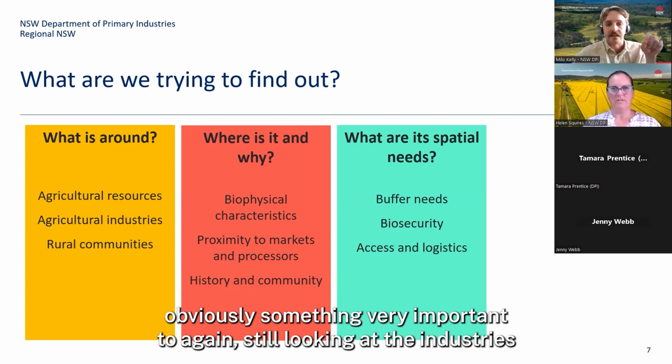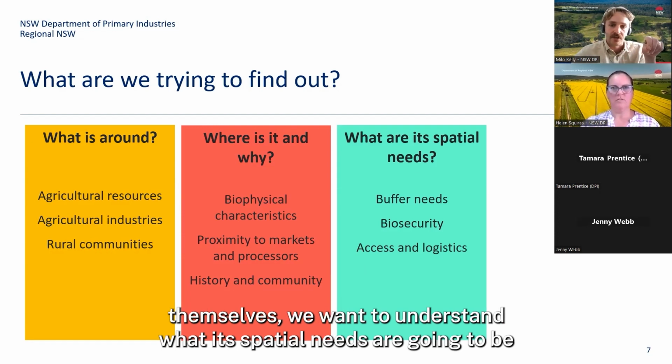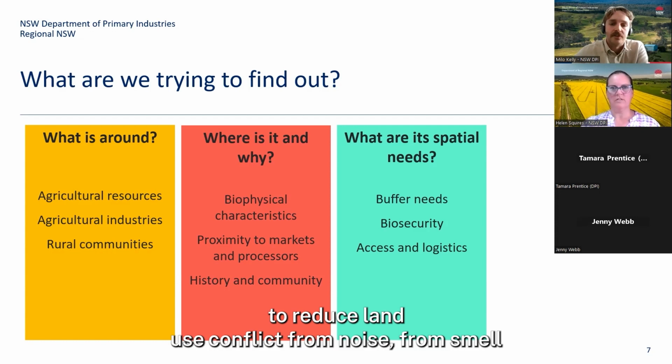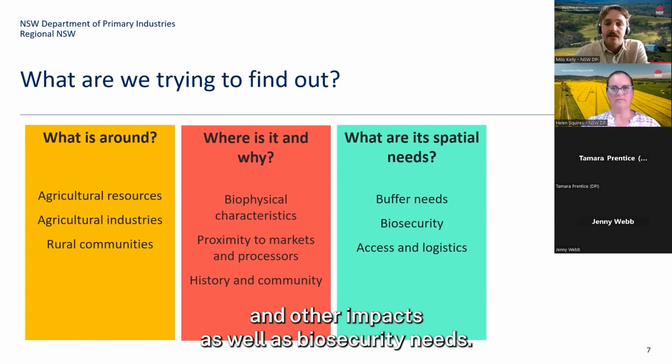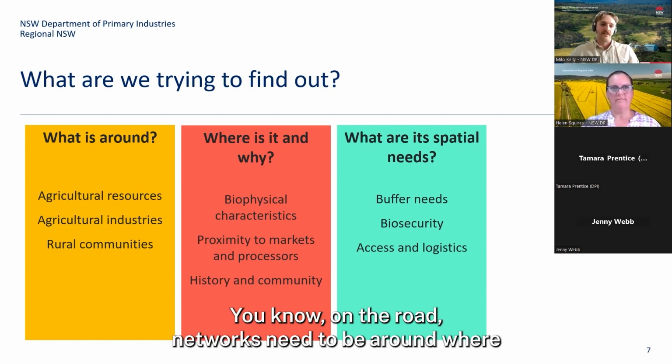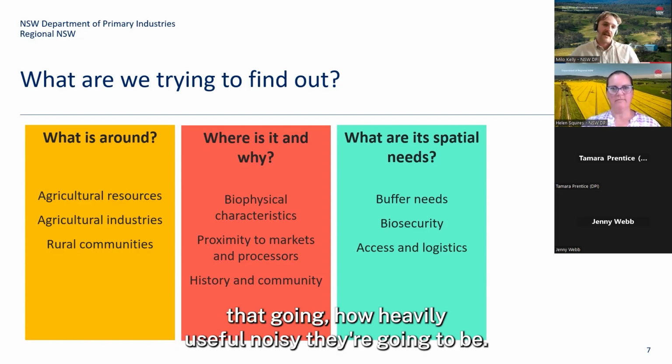Again, still looking at the industries themselves, you'll want to understand what its spatial needs are going to be. And this can include the buffers, either the formal ones or the de facto ones, to reduce land use conflict from noise, from smell and other impacts, as well as biosecurity needs. And it might also include functional concerns like access, for example, what kind of road networks need to be around, where are they going, how heavily used or noisy are they going to be.